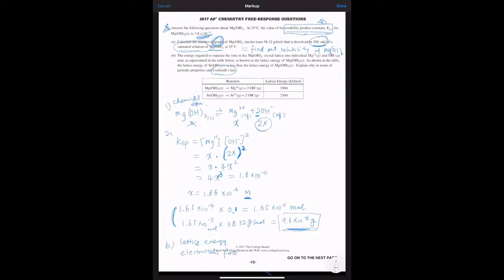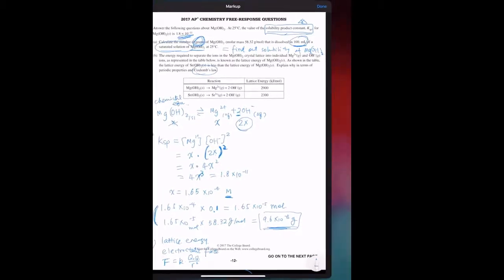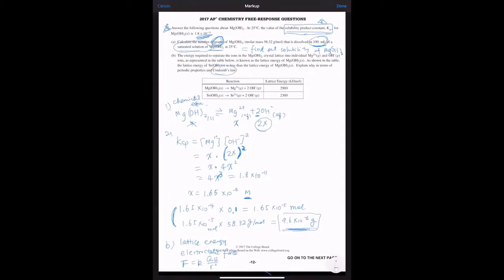Well, typically, a higher electrostatic force basically corresponds to a higher lattice energy. And for the electrostatic force, we need to be very familiar with Coulomb's law. For Coulomb's law, F is proportional to the charge and inversely proportional to r squared, the distance. This is something that you should be very familiar with.